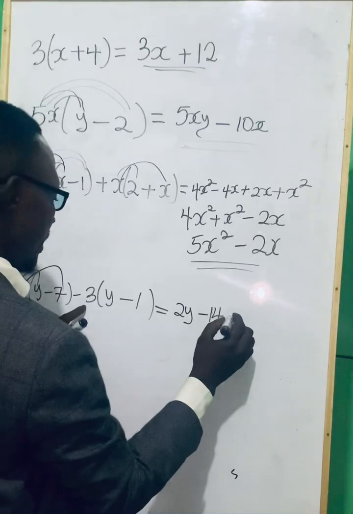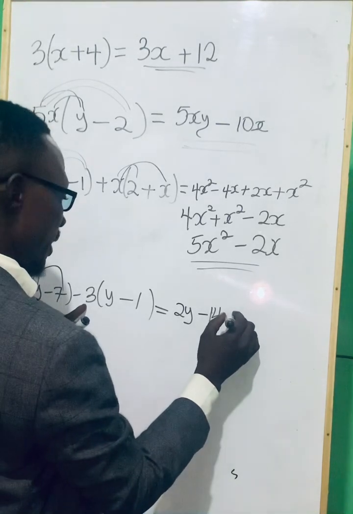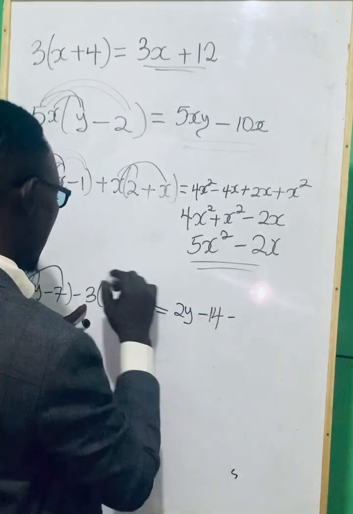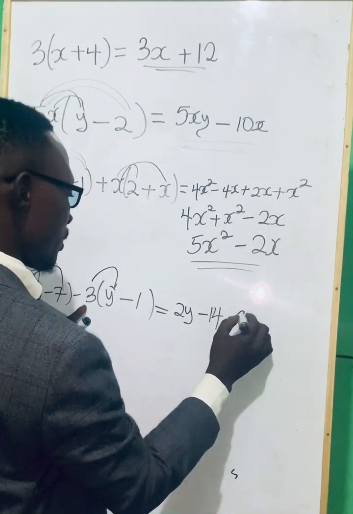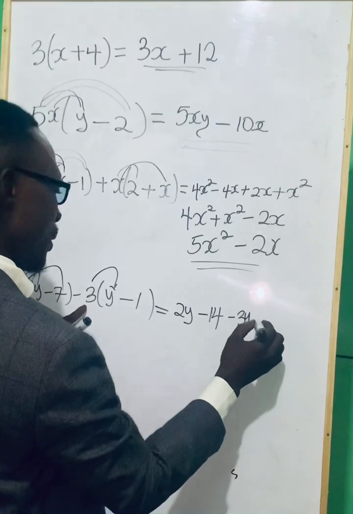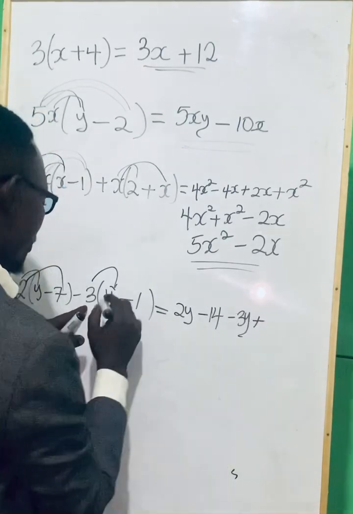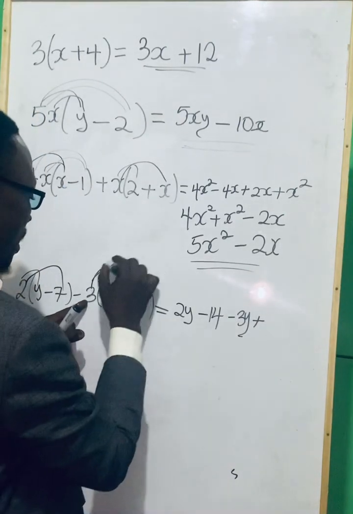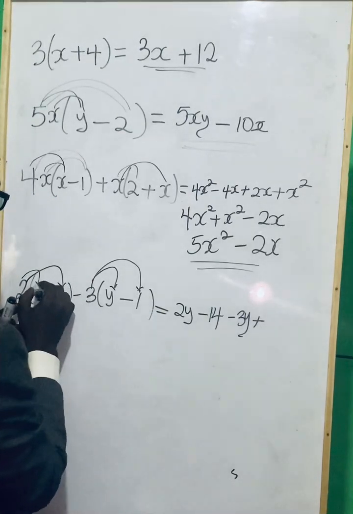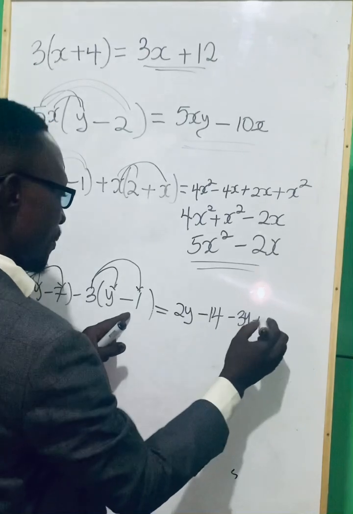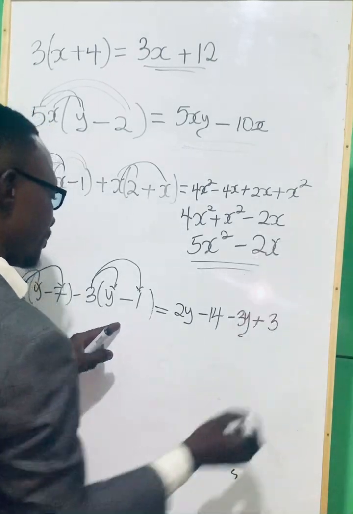Now we come to the second bracket. So we have minus 3 by y is going to give us minus 3y. Plus, this is plus because minus 3 is going to multiply by 1. And minus 3 is negative, and the 1 is also negative. So we got to have plus 3.